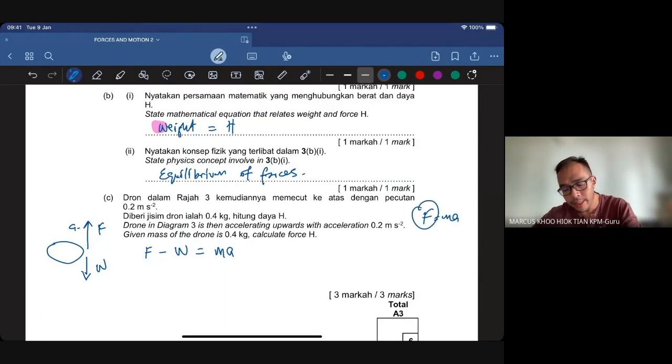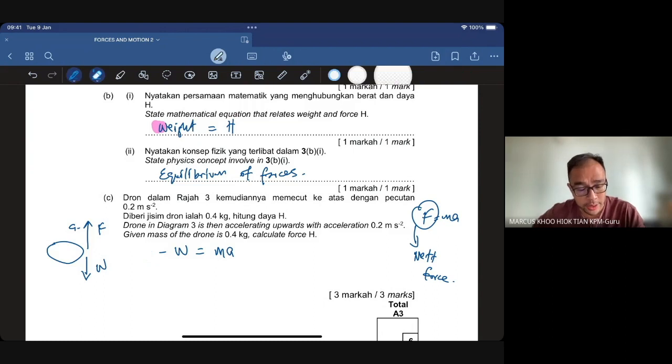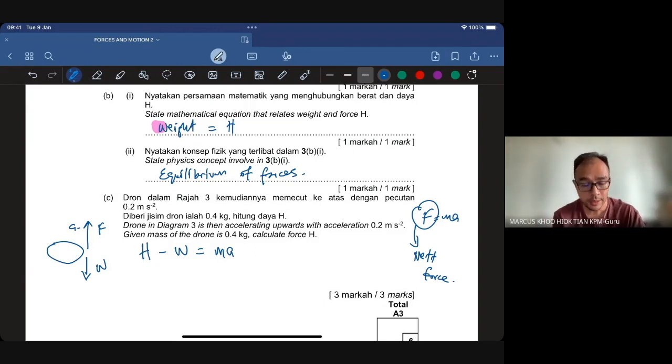But F, remember, is the net force. Net force means if there is acceleration, we have to consider which is the bigger force and which is the smaller force. In this case, since it goes upwards, the bigger force is upwards. I'm just going to call it F up. Well, if you want to call it a lift force, I will call it H. H minus W equals ma, also the same thing. Because they asked for H.